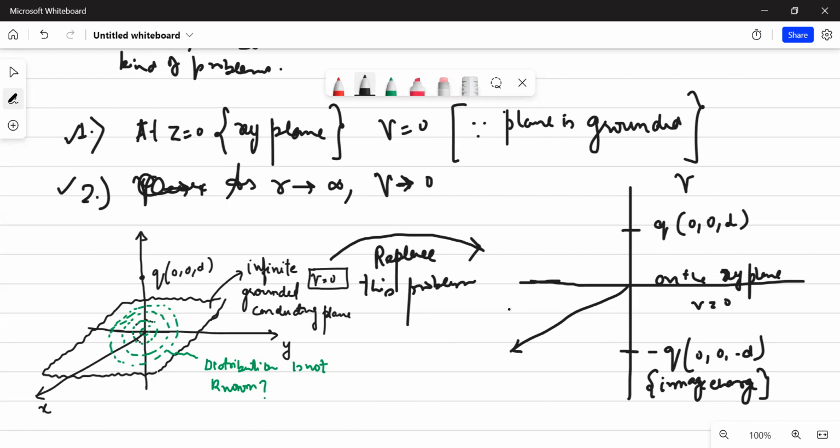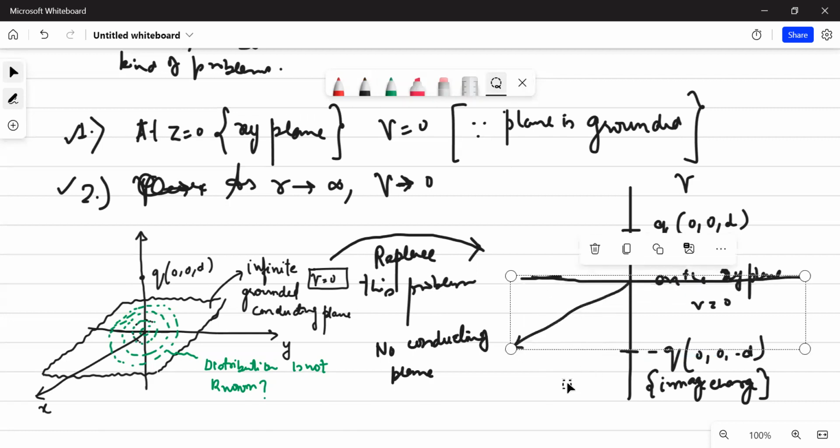So now I'll replace this problem. There will be no conducting plane. Forget about this conducting plane. In this new problem, there is no conducting plane; we have deleted it, we don't have it anymore. And what do we have then? We have an image charge. Is that clear? Or is that not clear?